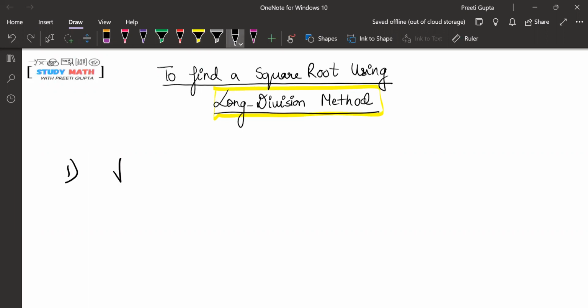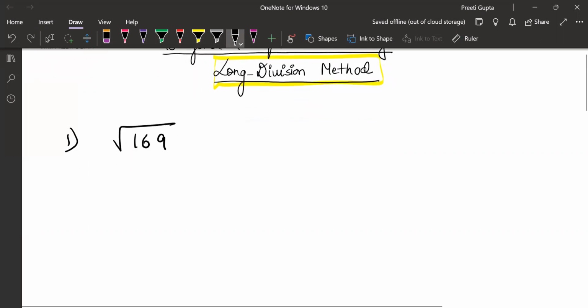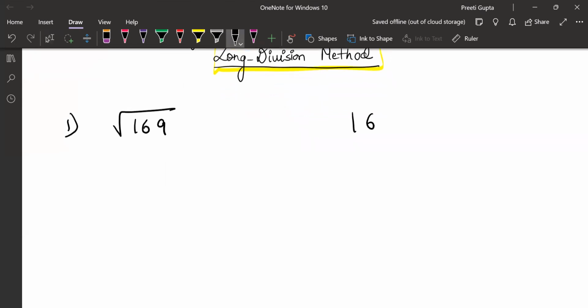Let me consider 169. So we need to find the square root of 169. For the long division, we need to make such a table, that is 169, the table. Then we need to make the groups from the backwards, in which we need to put two numbers at a time. So this is group number 1. Then as you can see, there is only one number left out. So 1 will be alone in that group.